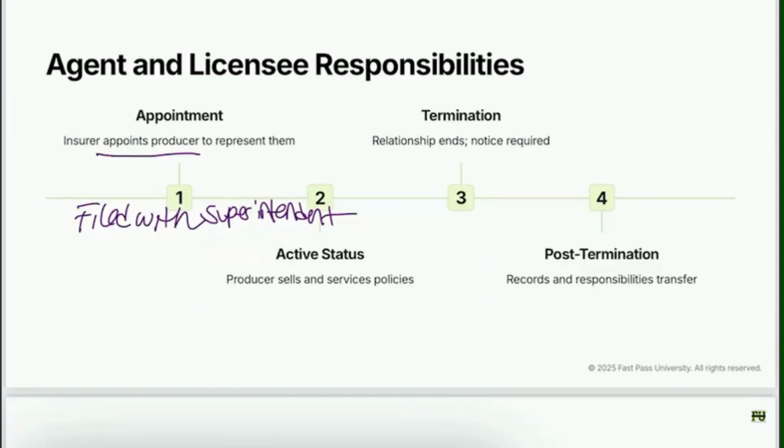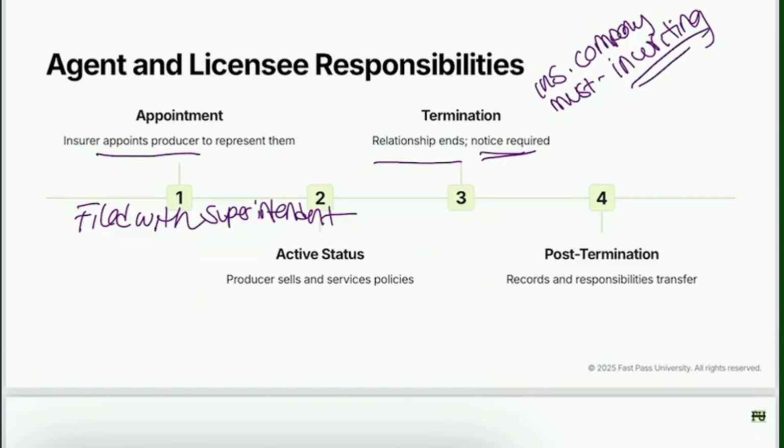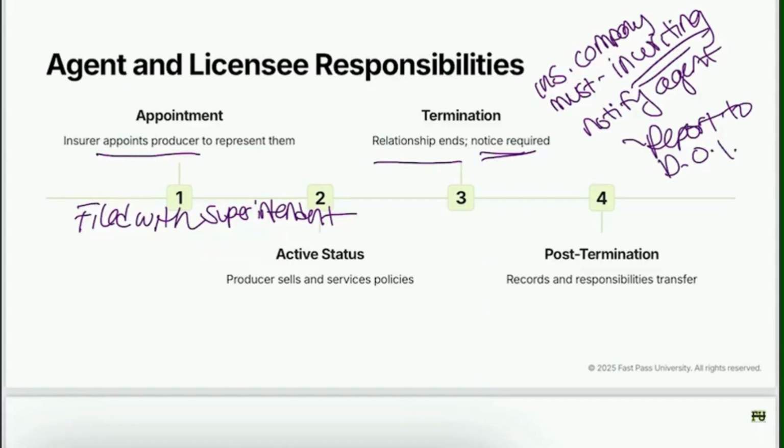Okay. And then they must also report to the Department of Insurance and the superintendent, and post-termination records and responsibility transfer. Generally, your records are going to maintain with the company that you work for, depending on your situation. They may be going with you, but generally they're going to stay with the insurance company because you represented them and they need to keep those on file and such. All right.